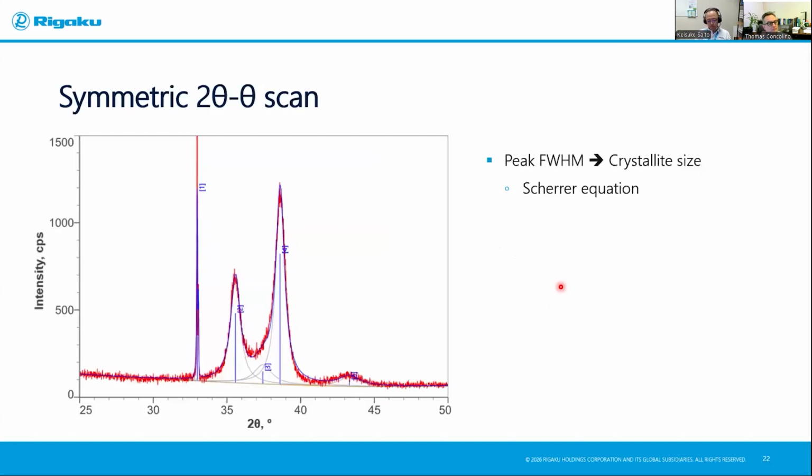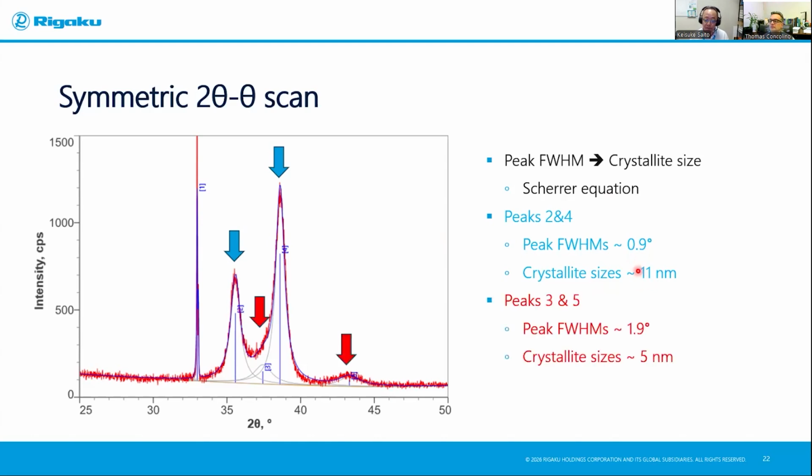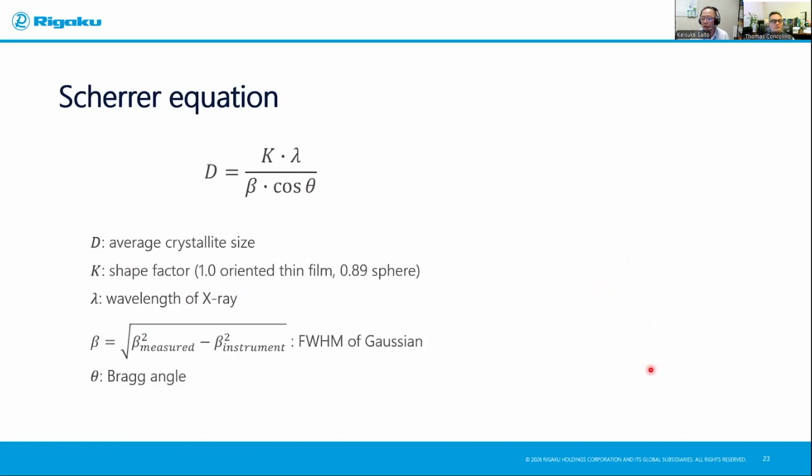This is what I got: a sharp peak, number 1, and the broad peaks. As you may know, the peak width, broad or sharp, corresponds to the crystallite size through the Scherrer equation. This is the first thing I did. For peaks number 2 and 4, the peak width was about 0.9 degree, corresponding to a crystallite size of about 11 nanometer. Peaks number 3 and 5 are a little broader compared to the second and fourth peaks, about 1.9 degree, which corresponds to a 5 nanometer crystallite size. What is the Scherrer equation?